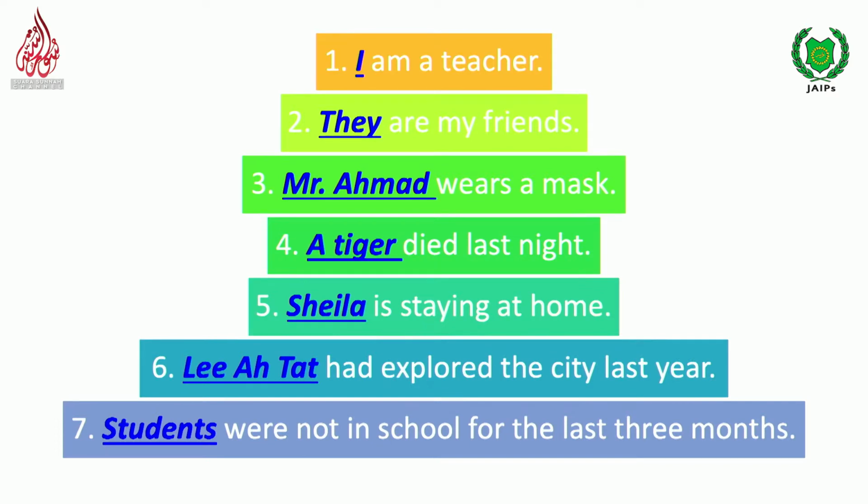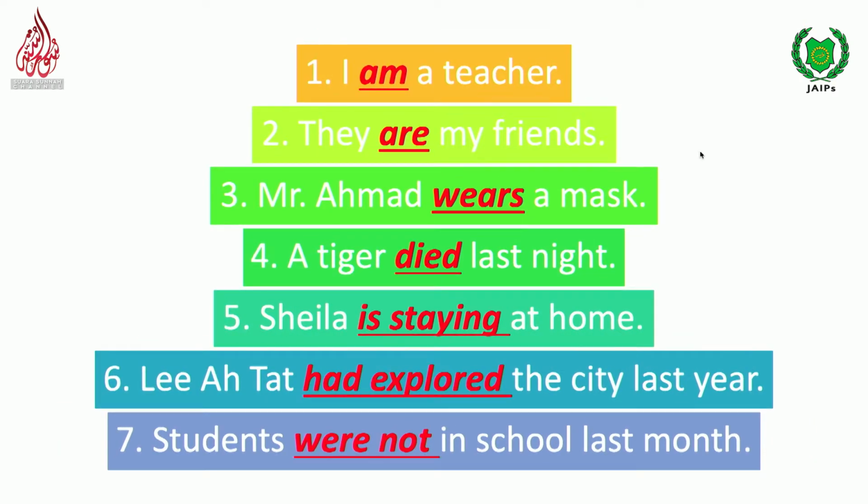So those are the subjects. Now let us identify the verb. The verb is the one next to the subject, which comes after the subject. So this is super easy. Can you tell me the verbs in each sentence? So these are all the verbs. We have number 1, am, number 2, are, number 3, wears, number 4, died, number 5, is staying, number 6, had explored, and number 7, were not.